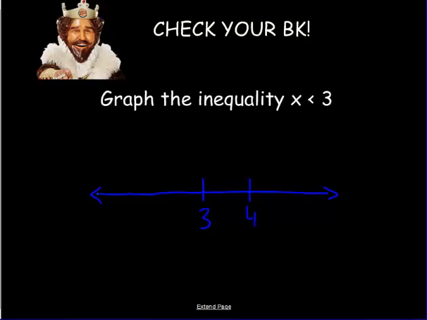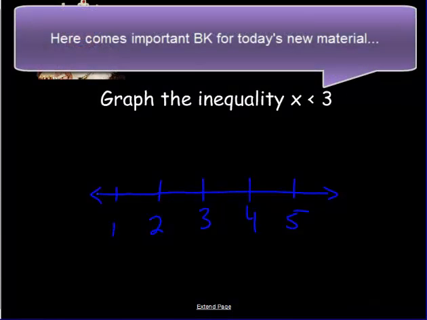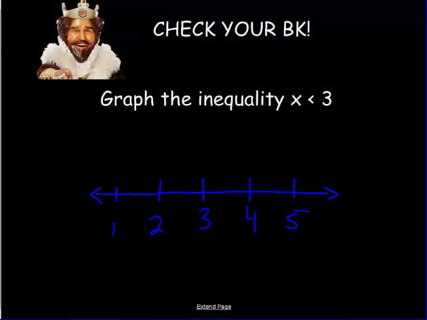Remember, to the right I would have 4, and I would have 5. To the left I would have 2, and I'd have 1. And then this is why we're reviewing this. A couple key parts. We always ask ourselves, is it open dot or closed dot, and then does it go to the left or to the right? You're going to come back to that a lot when you're graphing linear inequalities.